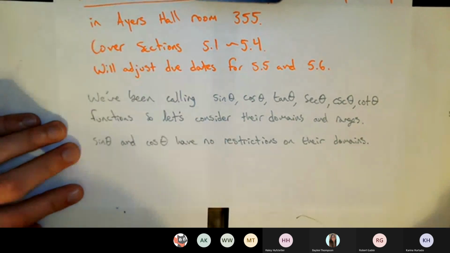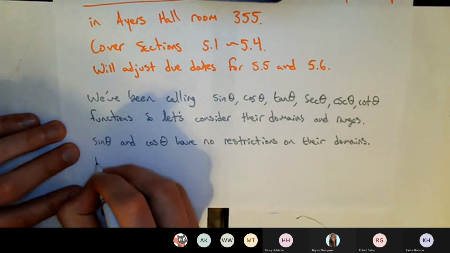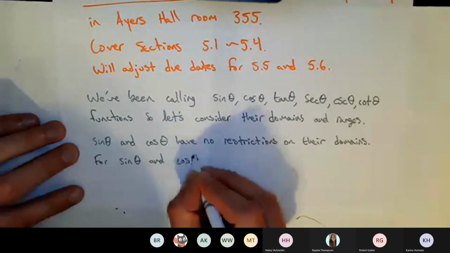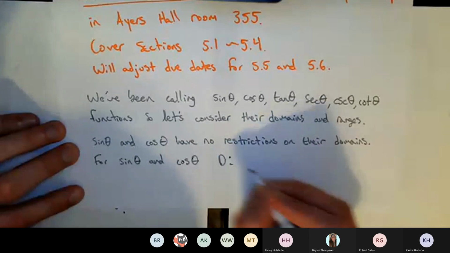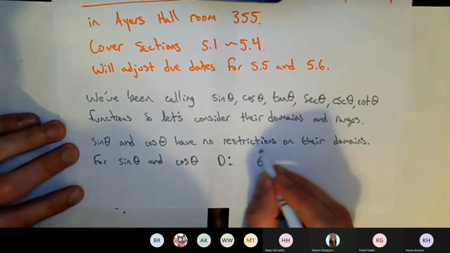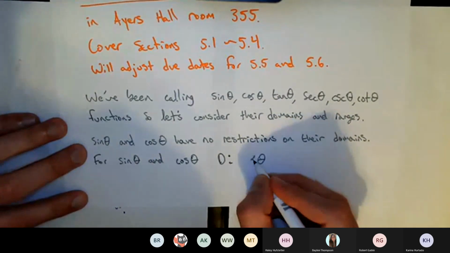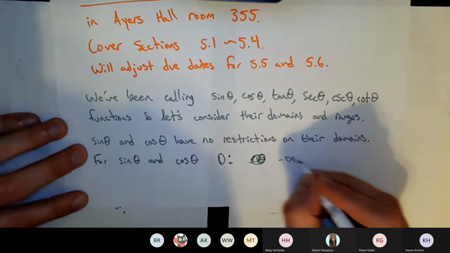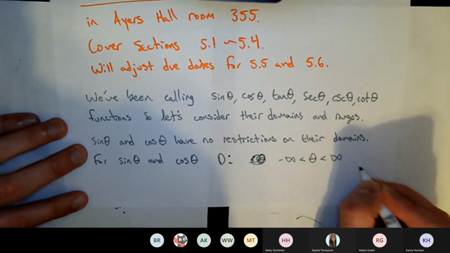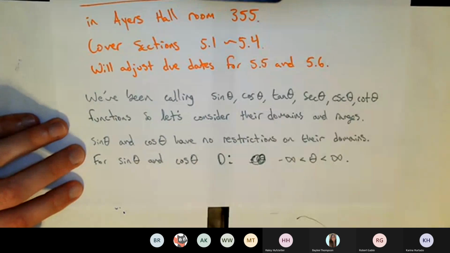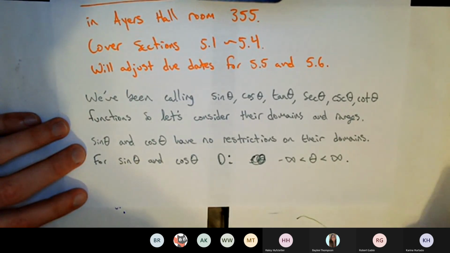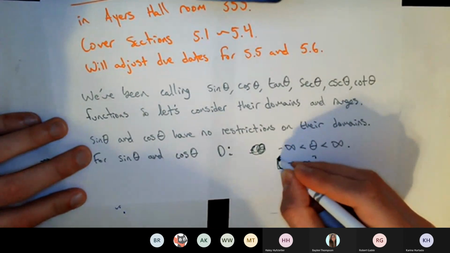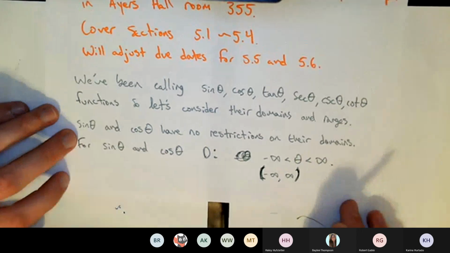What's a fancy notation way of saying that? For these functions, for sine theta and cosine theta, their domain, which is represented by theta, is unbounded. It can go from negative infinity to positive infinity. Unbounded domain. You can show that as an interval too. You can say negative infinity up to, not brackets, with parentheses, negative infinity up to infinity.